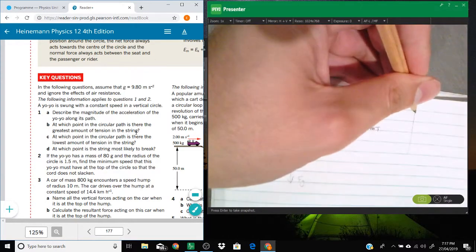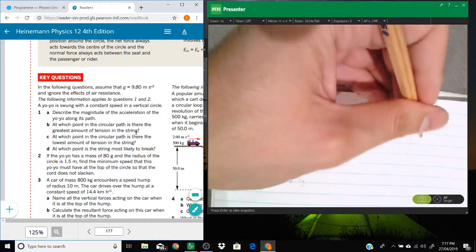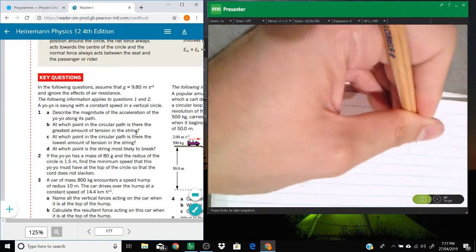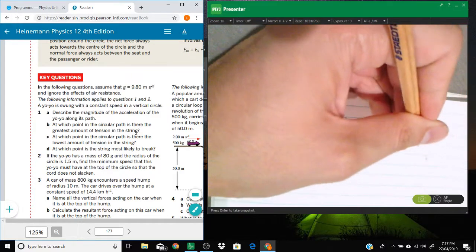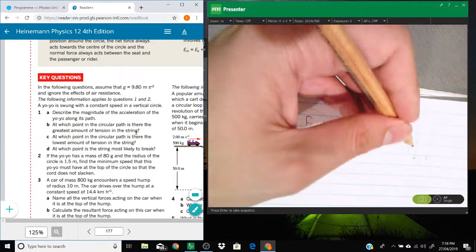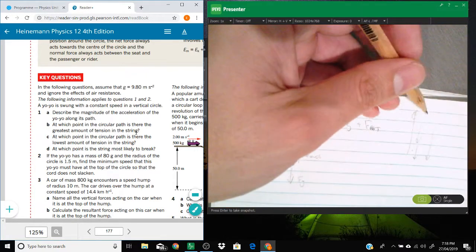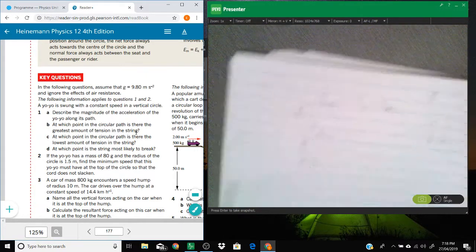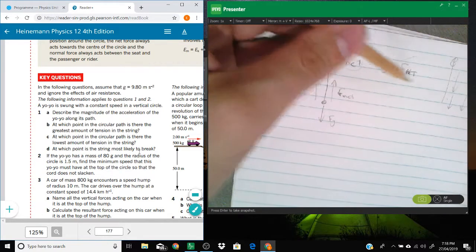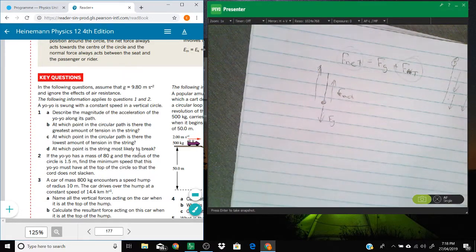Whereas at the top of its path, you'd have weight force down, net force down, and you would have a smaller amount of tension force because these two add up to make the net force. So that's that one. Okay. At what point is the string most likely to break? Well, where the tension is greatest, which is at the lowest point.